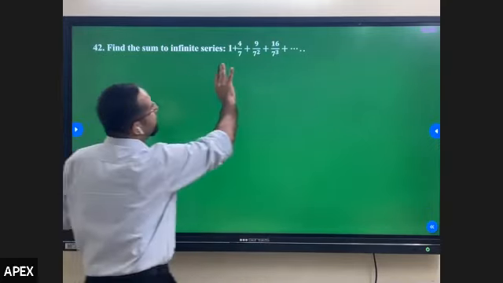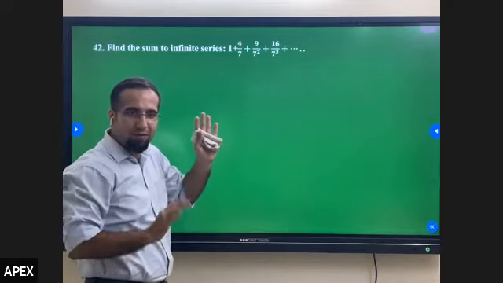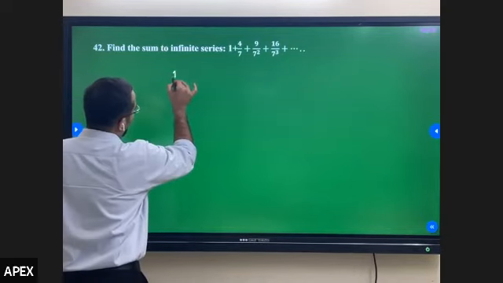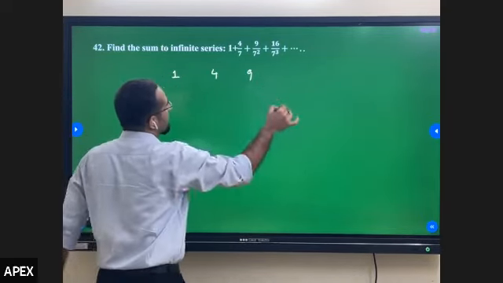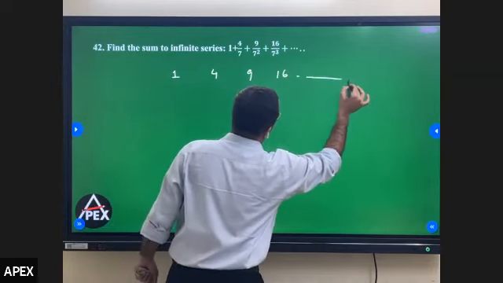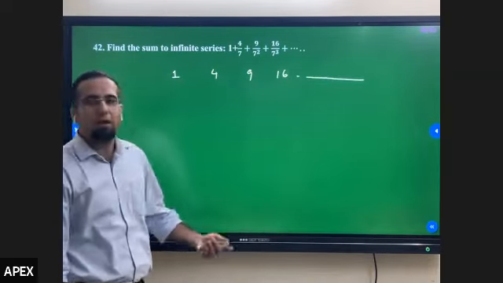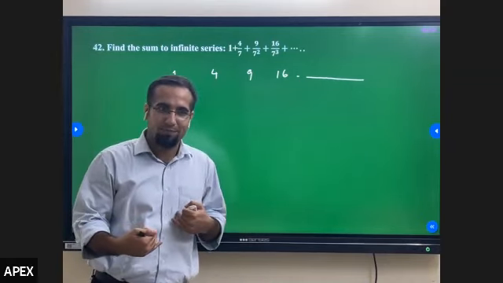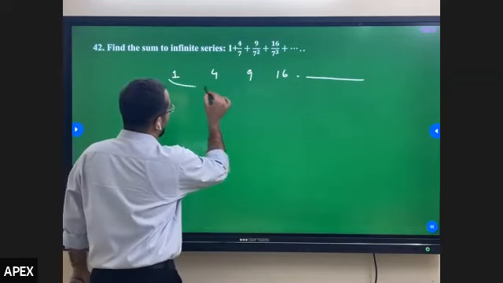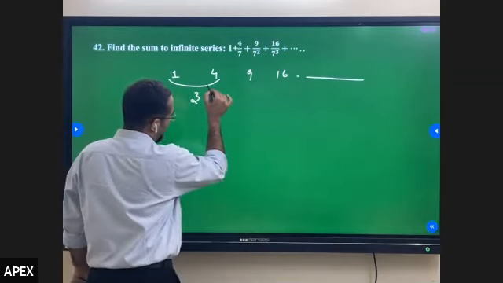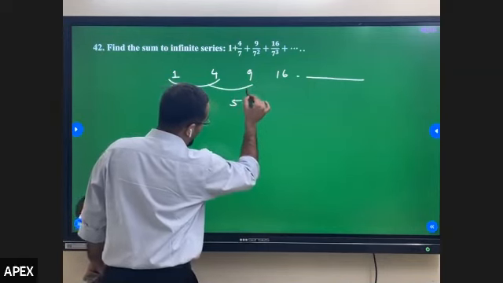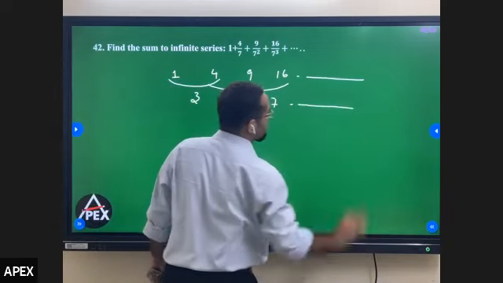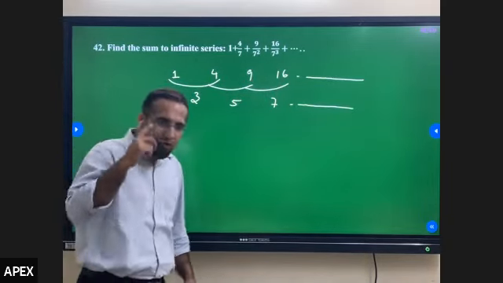But is this an arithmetic progression series? First of all, I can observe a GP series, obviously: 1 by 7, 1 by 7 square, 1 by 7 cube, and so on. But 1, 4, 9, 16 are perfect squares, squares of natural numbers. I'll give a bigger hint: in the squares of natural numbers, the differences are in AP. Take the differences: 4 minus 1 is 3, 9 minus 4 is 5, 16 minus 9 is 7, and so on.